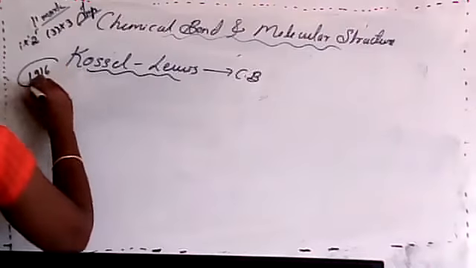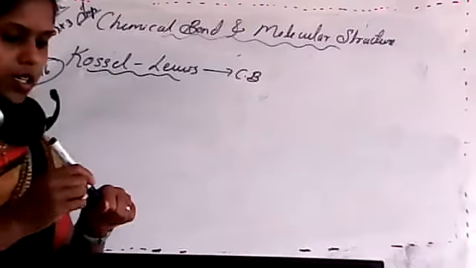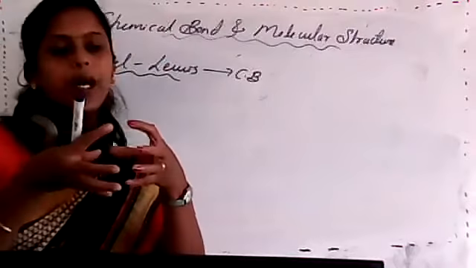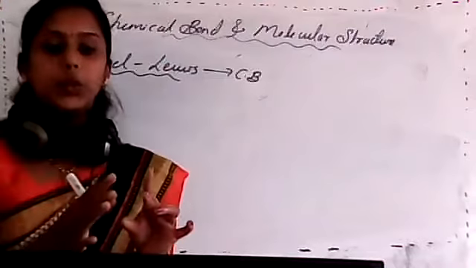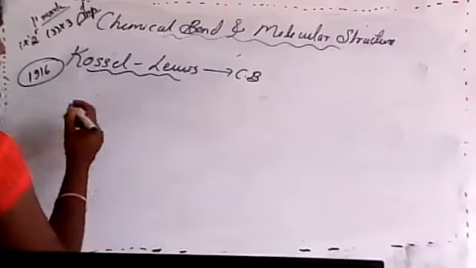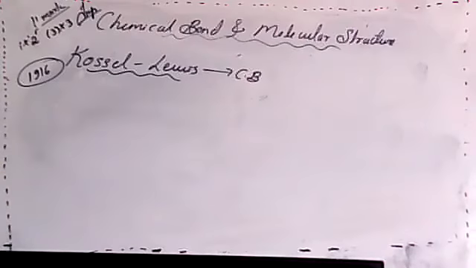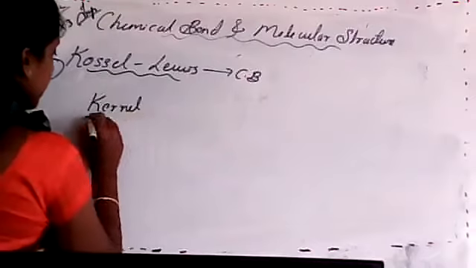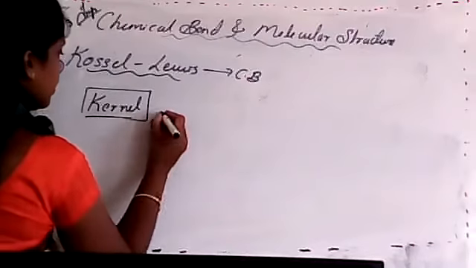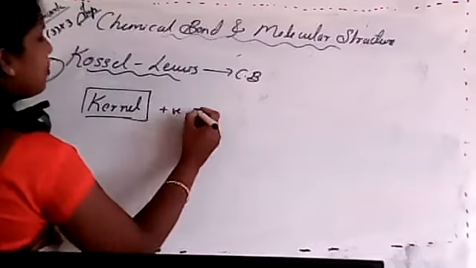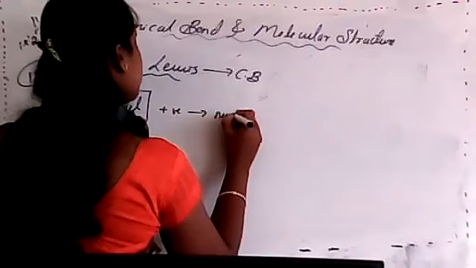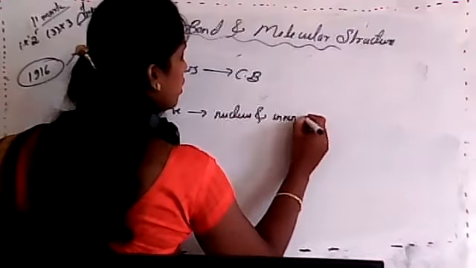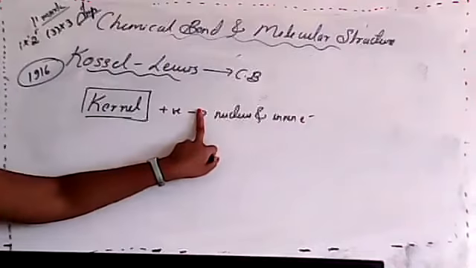In 1916, they imagined that there will be one positive part inside the cube, and that is known as the kernel. It is a positive part. That means it has a nucleus and inner electrons.